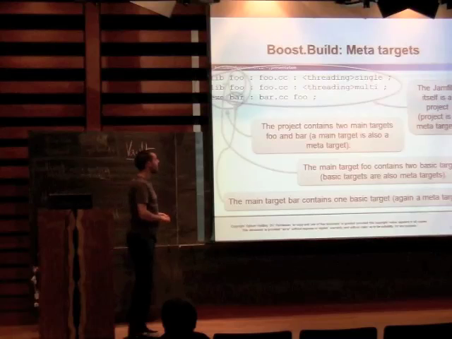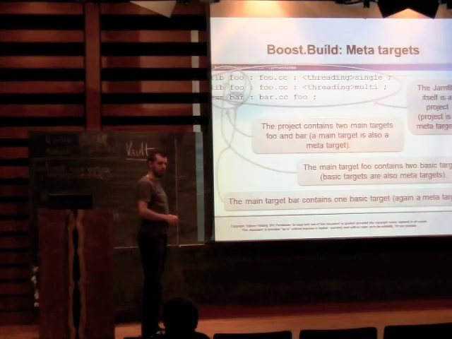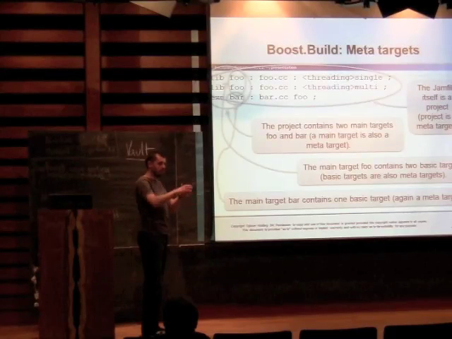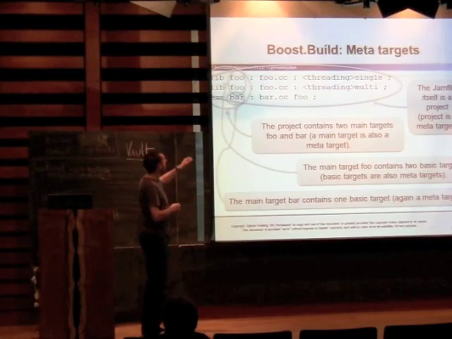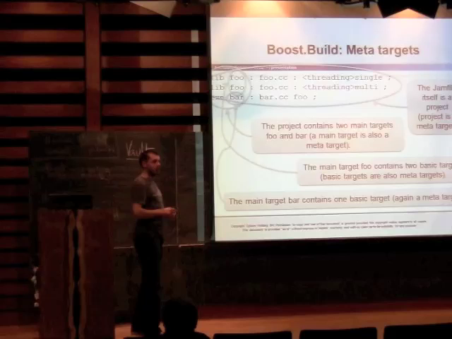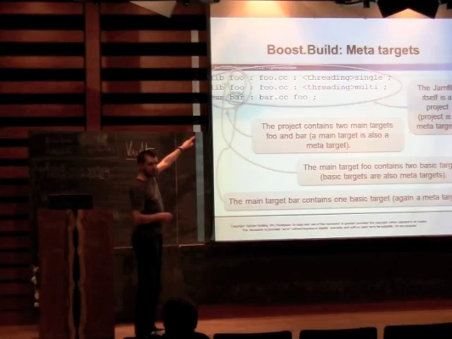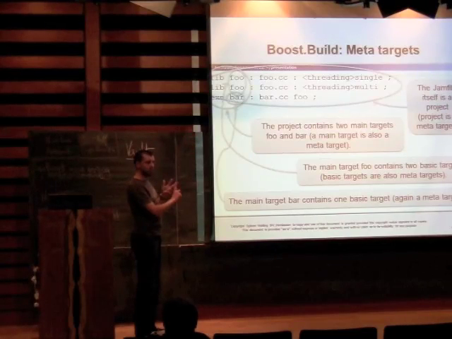Why six? Okay, let's look at this. The whole thing, the whole Jamfile, defines a meta target. When you put a Jamfile into a directory, the directory is a project. And the Jamfile itself is a project. And project is the first meta target. If you have different lines here, like the ones with foo and bar, you have again meta targets. Foo is a main target, and bar is a main target. So you have two more meta targets. Project is a meta target, and main targets are also meta targets.